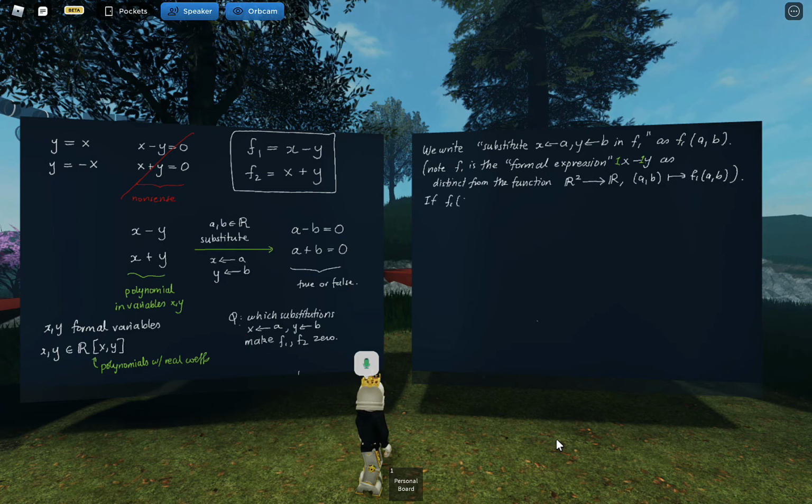If f1(a,b) is 0, we say (a,b) is a solution of f1. Sometimes you'll say a zero, or in one variable you might call it a root, etc. But we'll stick with solution here. Notice we can generate new polynomials from old ones.